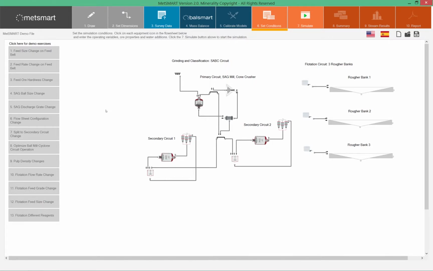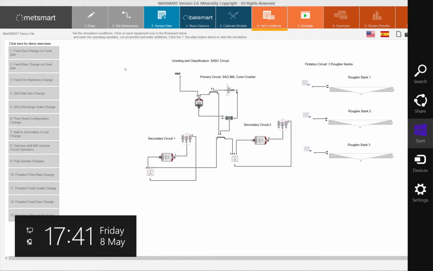The next exercise that we will look at in the demo exercises is number 6, and this is a Flowsheet Configuration Change. When you have a flowsheet, it is possible to direct streams to other equipment pieces. This is common in the flotation circuit especially.